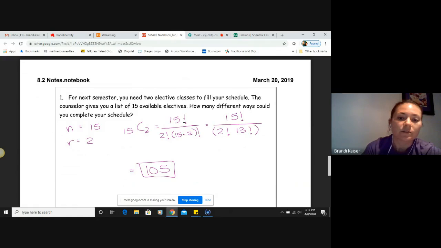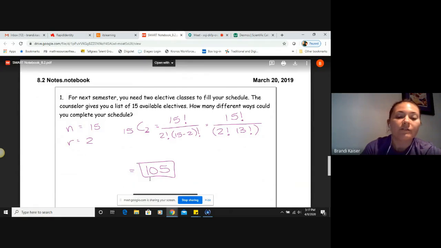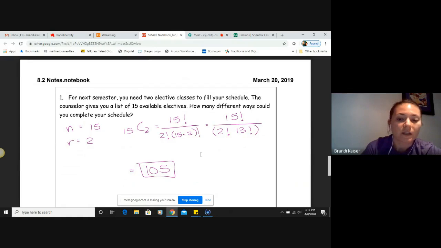So we're going to plug those numbers into the formula, 15 factorial divided by 2 factorial times 15 minus 2 factorial. If we simplify that a little bit, 15 factorial divided by 2 factorial times 13 factorial, our final answer should be 105. Let me show you how to type this into a calculator and the type of numbers you're supposed to be getting here.